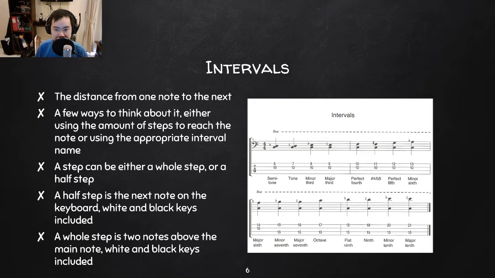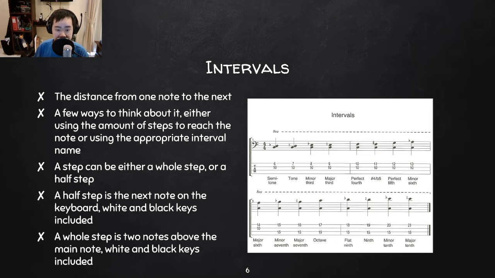Once you learn about these steps, it becomes easier to dissect music. So I can say, the interval between this note and this note is 4 whole steps, and you'll be able to quickly count it out on the keyboard. All right, there's another way that we can use this, which is to rename the intervals. As you can see there: semitone, tone, minor third, major third, perfect fourth, sharp fourth, flat fifth, perfect fifth, minor sixth, major sixth, minor seventh, major seventh, octave, flat ninth, ninth, minor 10th, major 10th. Those are just fancy names for intervals.